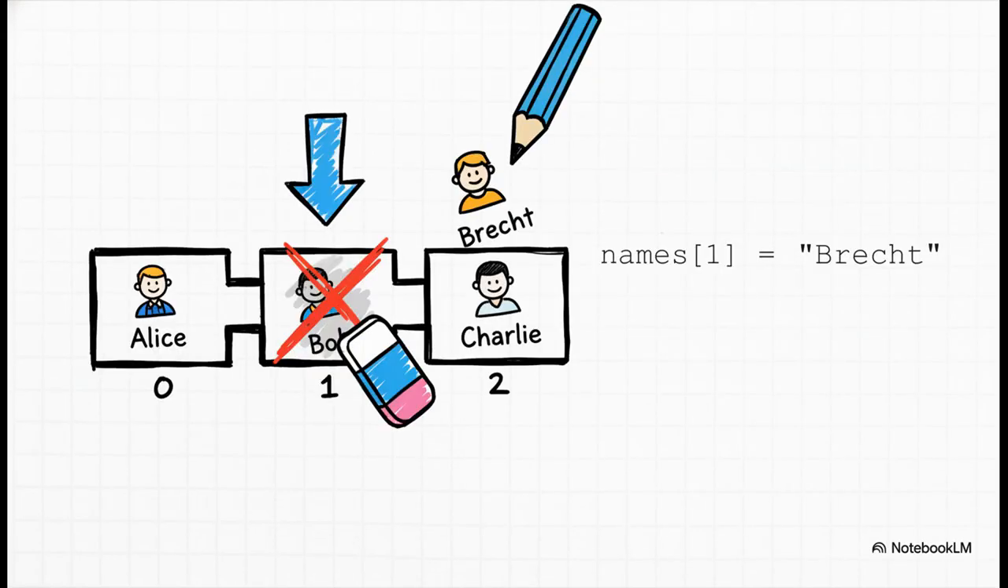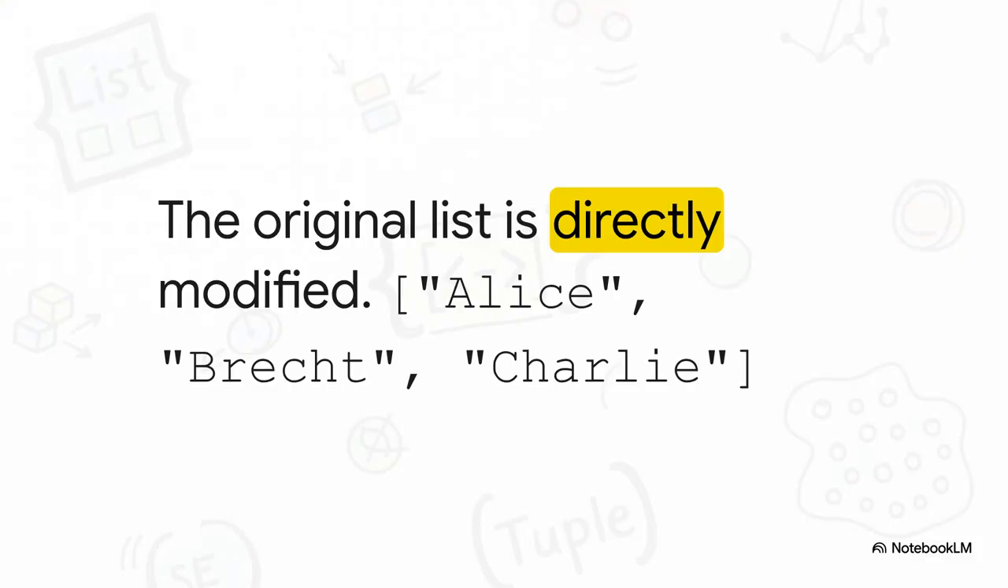Now, this right here shows off that changeable superpower. Because lists are what we call mutable, we can just target an item by its index, in this case, index 1, and assign a brand new value. We're telling Python, hey, go find what's at position 1 and replace it with Brecht. And there you have it, proof right there on the screen. Our original list has been changed right in place. Bob is out, Brecht is in. That flexibility is what makes the list so incredibly useful.